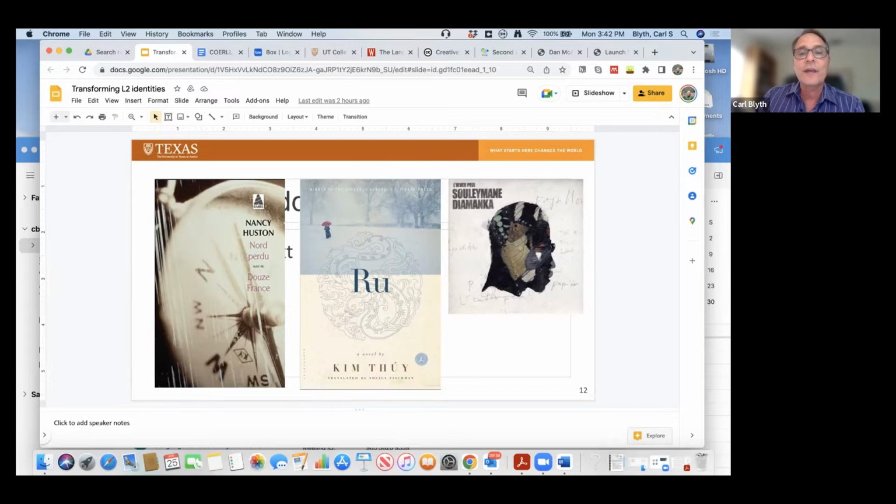Another novel that we read excerpts from, Ru, by Kim Thúy. She's a Québécoise Vietnamese writer. An absolutely beautiful book. It won the Governor General's Award in Canada in 2015.